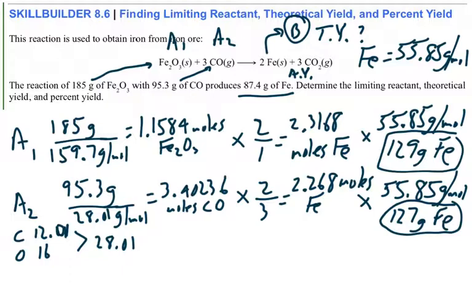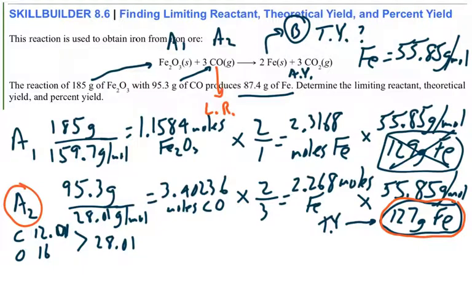Now the two answers are very close. However, we always will keep the lower of the two. We're going to throw out the higher answer. So the lower answer here is 127. This is going to be our theoretical yield. Okay? Now, which reactant did we use to get the 127? Well, it was A2, or carbon monoxide. So carbon monoxide in this example will be our limiting reactant. And that means that Fe2O3 in this reaction will be our excess.